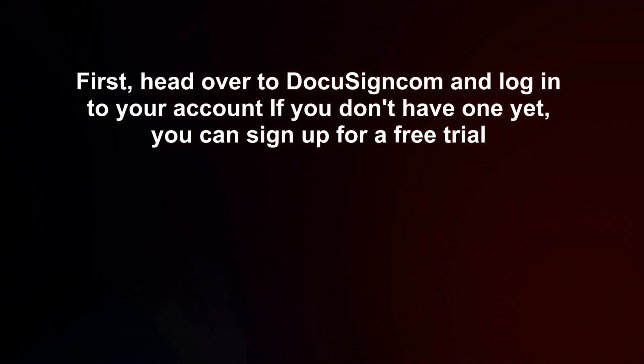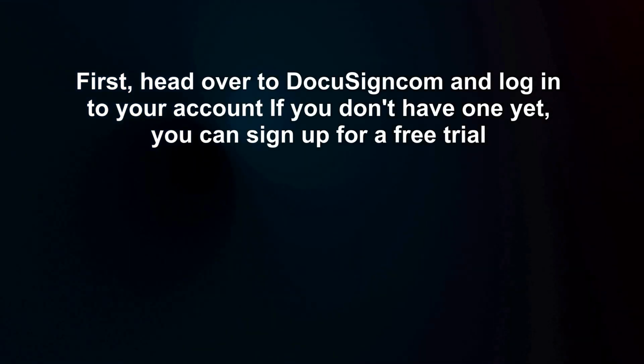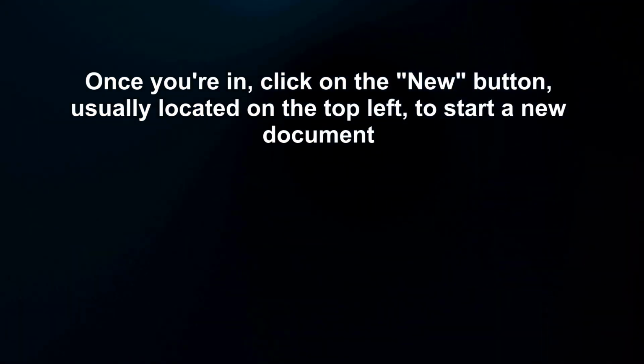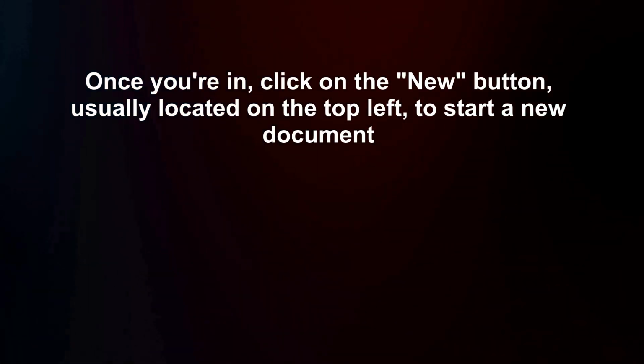First, head over to Docusign.com and log into your account. If you don't have one yet, you can sign up for a free trial. Once you're in, click on the New button, usually located on the top left, to start a new document.